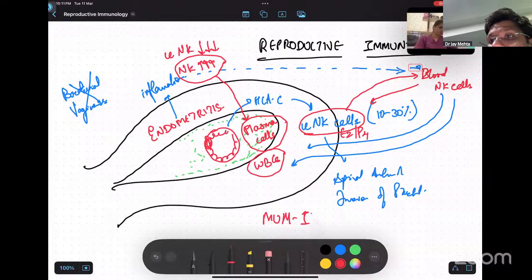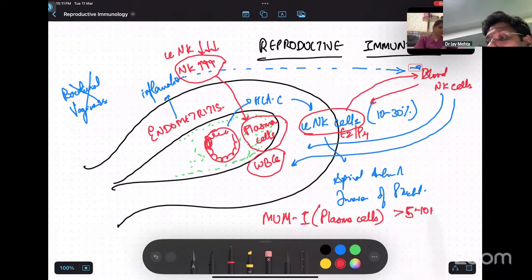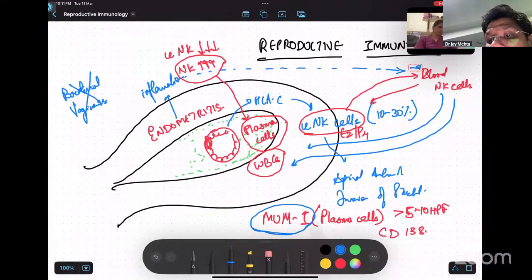This is a MUM1 sampling. MUM1 is a very specific marker of plasma cells. If in every high power field, more than 5 to 10 plasma cells per high power field are present, you can label the sample as an endometritic sample. Before this, everybody was doing CD138 testing, but it has been shown consistently that MUM1 is much more specific for endometritis because it is much more specific for plasma cells.